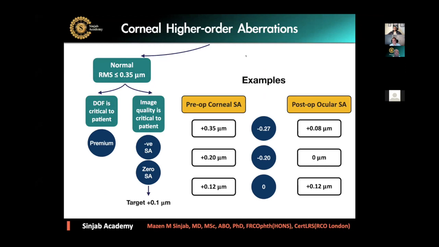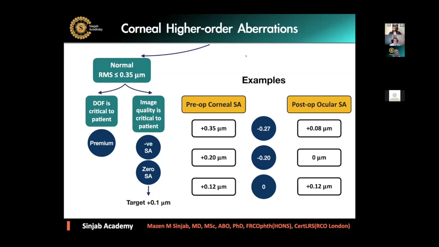So if the patient is interested in depth of focus, then of course premium. Or let's say in reading, in addition to distance, then premium. But remember, this will be on account of quality of vision, contrast sensitivity. Don't believe that there is a premium IOL that does not affect quality of vision, does not affect contrast sensitivity. Don't believe that. Image quality is critical to the patient.